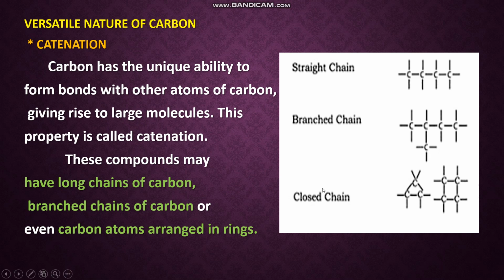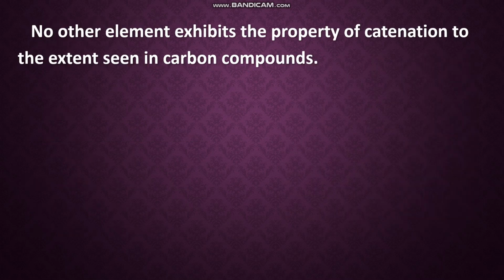So carbon forms bonds with other atoms of carbon, giving rise to large molecules. This property is called catenation. So carbon can be linked with other carbon to form a straight chain or a branched chain or a closed chain. Next, no other element exhibits the property of catenation to the extent seen in carbon compounds. For example, silicon can link with other silicon atoms, some 6 or 7 atoms it can link together, but not more than that.